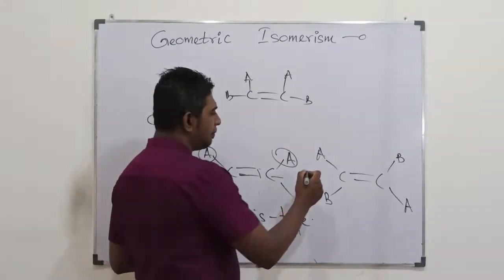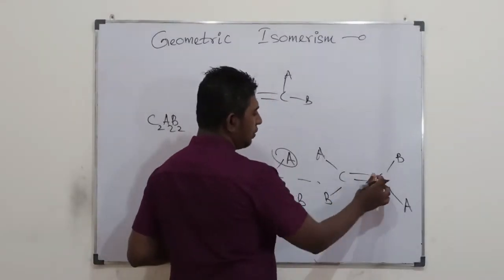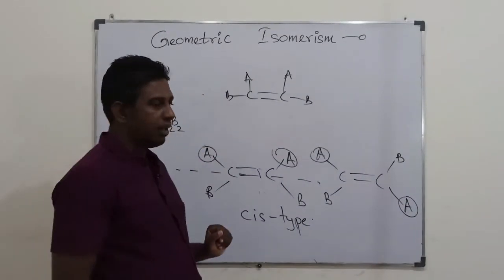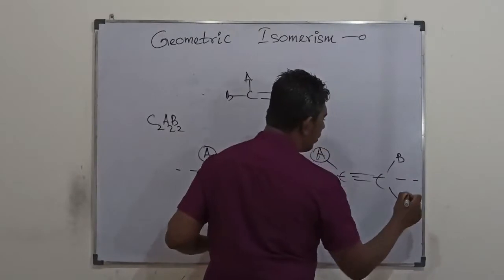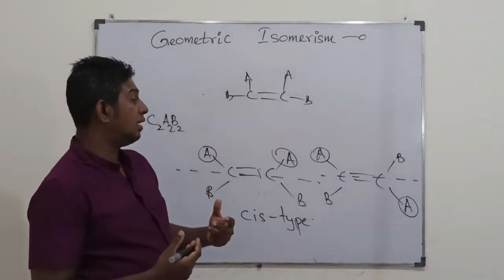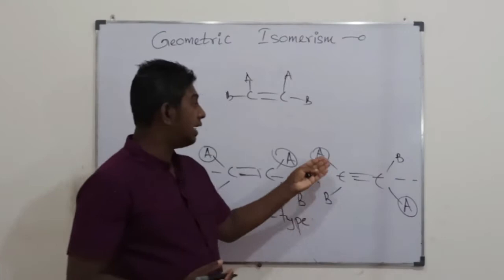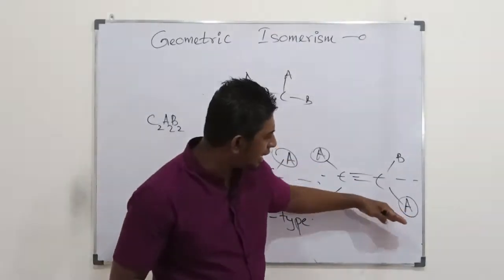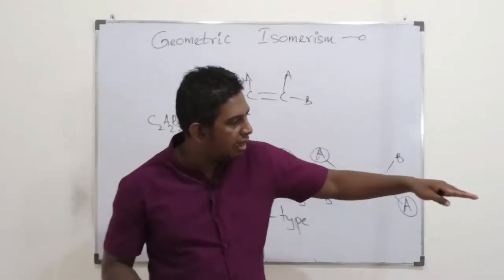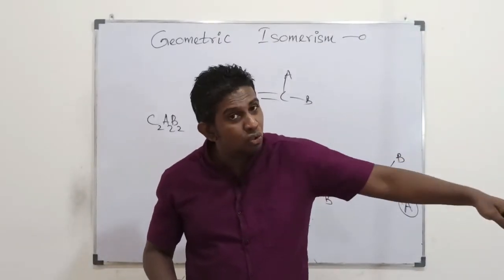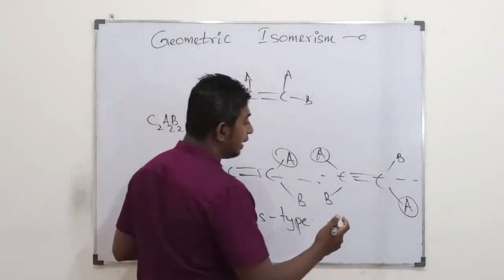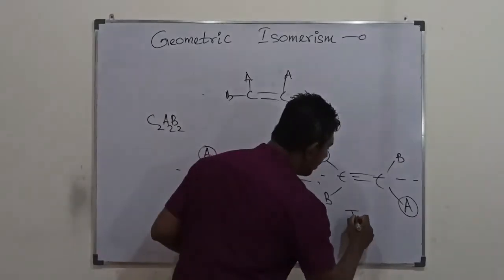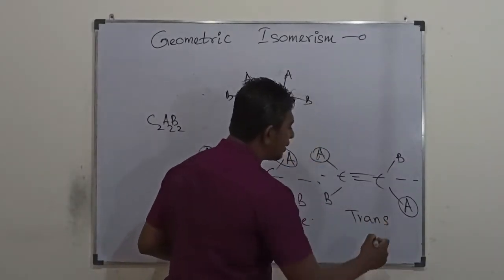Then when you find on these two carbons the same group A, but when you consider their location around this bond axis, it's not on the same side. It's on the other side, across from where it has gone. So that is 'across' in Latin, trans. We call that trans type.